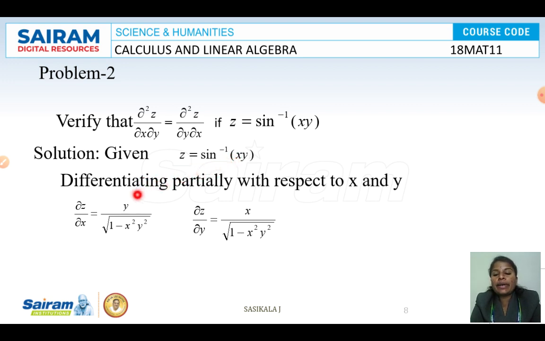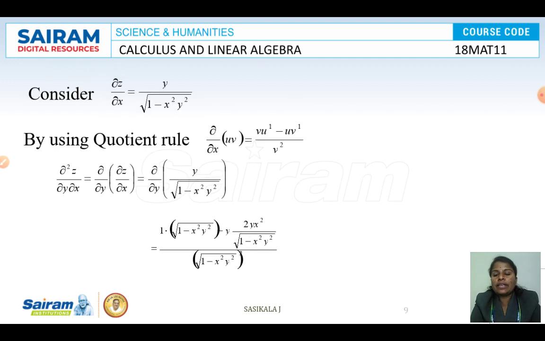What is here? Dou z by dou x. Differentiation of sin inverse of x is nothing but 1 by root of 1 minus x square, right? So what is that? 1 by root of 1 minus x squared y squared, and then xy differentiation will be y. Similar here, it will become x by root of 1 minus x squared y squared we will get. Now you can see that dou z by dou x is y by root of 1 minus x squared y squared.